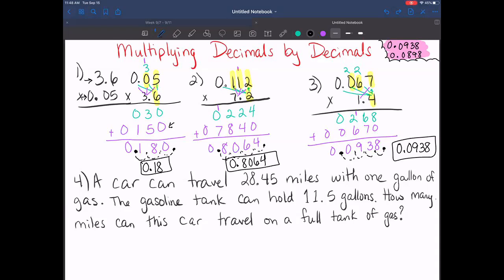So the last question we're going to do for today is a word problem, right? So a car can travel 28.45 miles. Remember, I want to circle or underline all my numbers that are in the question. Miles with 1 gallon of gas. The gasoline tank can hold 11.5 gallons. How many miles can this car travel on a full tank of gas? Now, if we didn't know any better, what operation would we say this problem is asking for? Addition, subtraction, multiplication, or division?